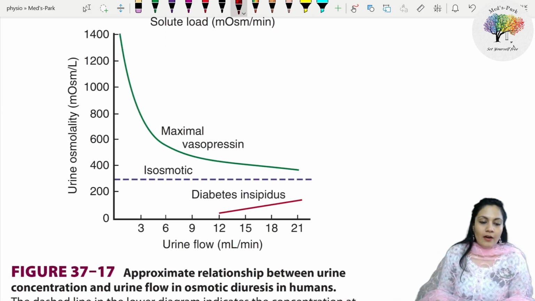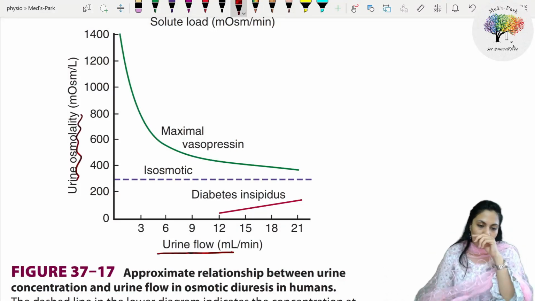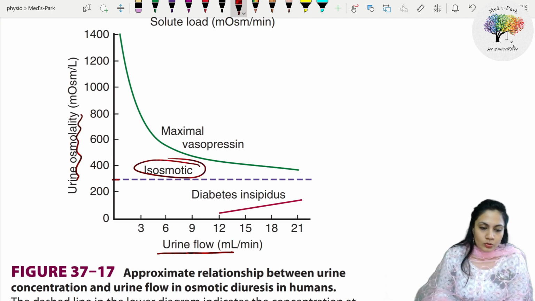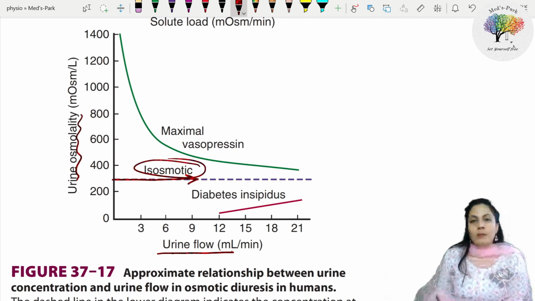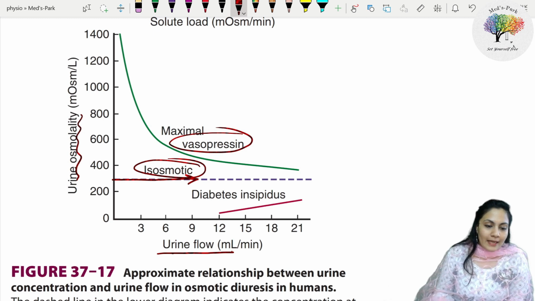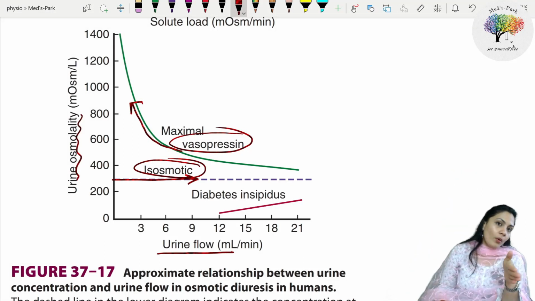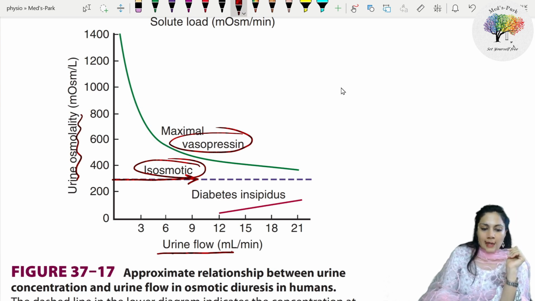Let's move on to the other graph over here. Urine flow is given on the x-axis now and the urine osmolarity is given on the y-axis. Now isosmotic is around 285 to 295 milliosmoles per liter, but let's take 300 over here for our convenience. Now if we talk about maximal vasopressin, you can see that as the vasopressin secretion is increased, the urine osmolarity is increasing and the urine flow is decreasing. So this green is showing the increased levels of vasopressin.